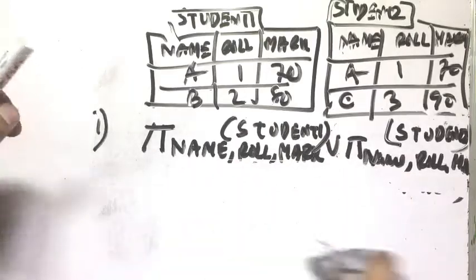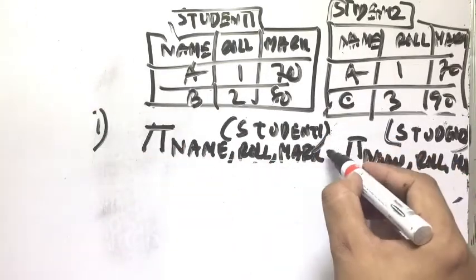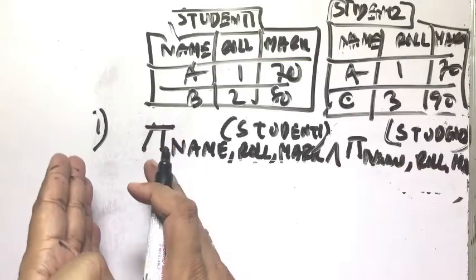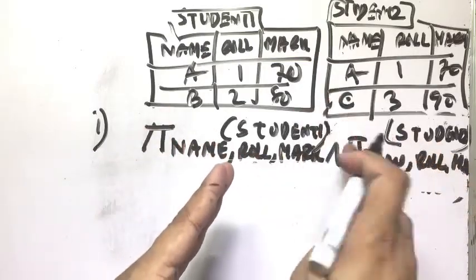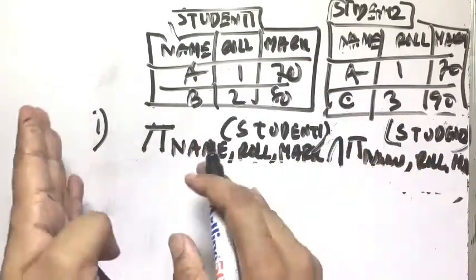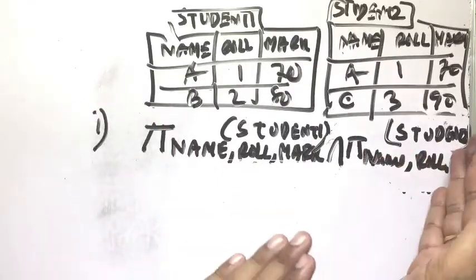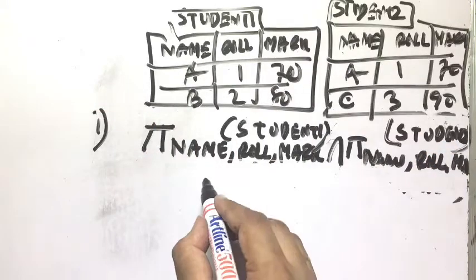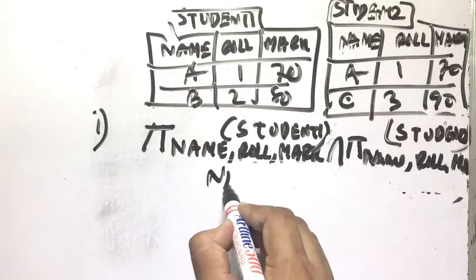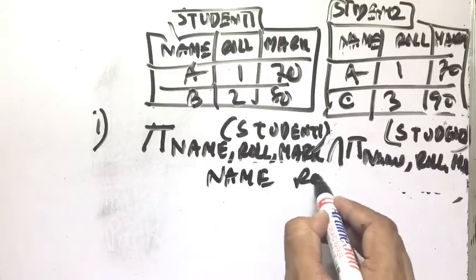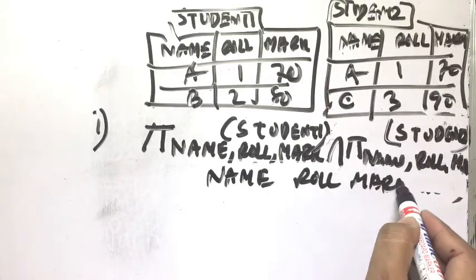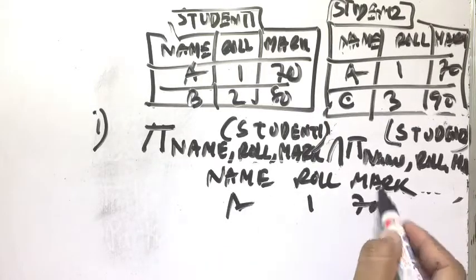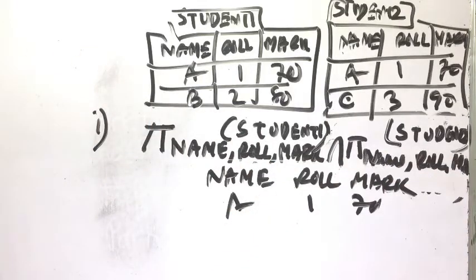Now when we perform the intersection operation, that is the intersection between pi name roll mark student 1 and pi name roll mark student 2, it will display those common parts, that is name, roll, mark, A170, which is common in both tables.